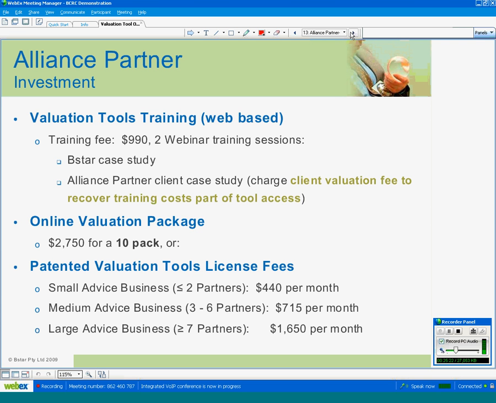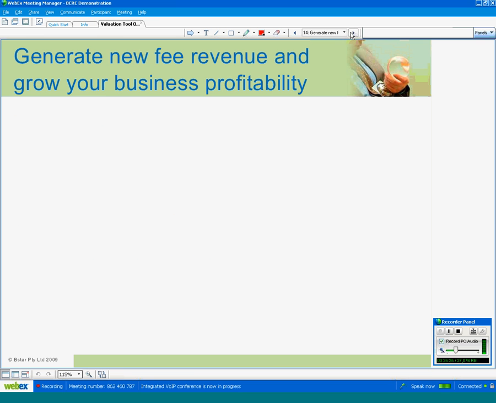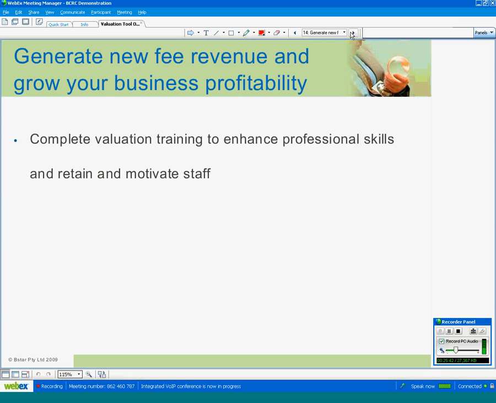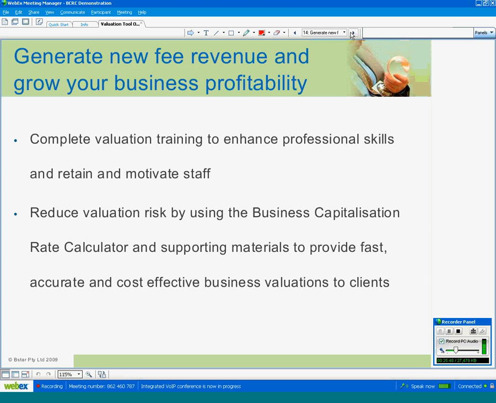In summary, the B-Star Business Capitalisation Rate Calculator and supporting materials provide alliance partners and professional advisors with an opportunity to generate new fee revenue and grow their business profitability by providing structured, high-quality business valuation services to existing and new clients. B-Star Alliance partners will receive structured training and materials to improve their professional valuation services skills and can earn PD points by participating in B-Star Valuation Services training. The calculator reduces risk for advisors and cost to clients.